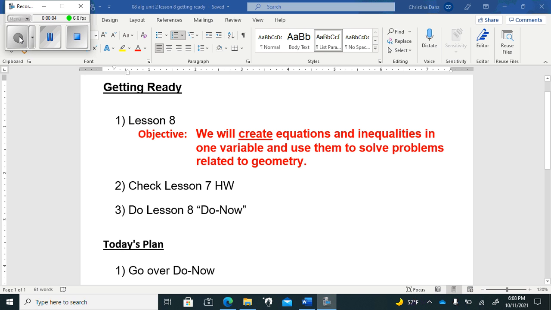So we're on lesson 8. We're finally starting our word problems with equations and inequalities. So if you could turn to lesson 8 and write down the objective on the lines provided, we will create equations and inequalities in one variable and use them to solve problems related to geometry. You should check your homework answers from lesson 7 if you haven't already done so, and you should be working on a do now. But I will go over the do now with you.